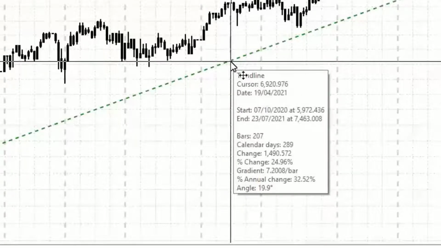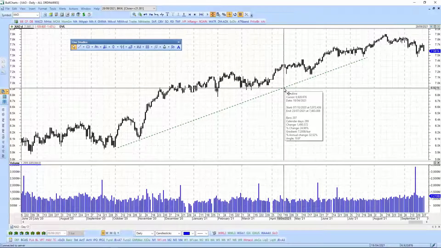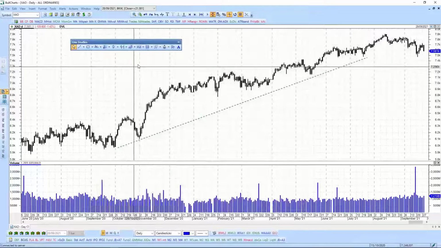It's got the start and end date of that trend line, the number of bars, the number of calendar days that change. This is the index, so the change in value is 1,490 odd points. The percentage change, 24.96%. The gradient is 7.2 per bar, per day, per candle. And the annualized percentage change is 32.5%. So that's one way to look at, if you like, trend strength, is to put a line on the chart and read that off.